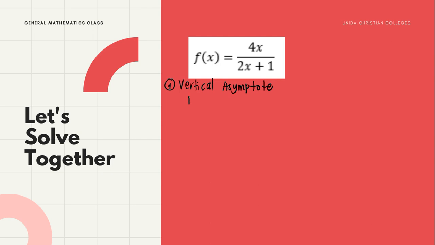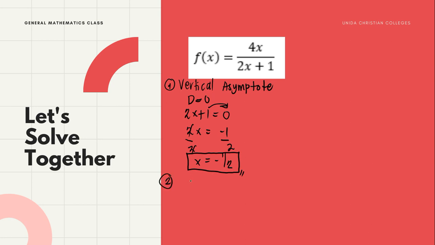Okay, so we will let our denominator be equal to 0. So, anong denominator natin? We have 2x plus 1 is equal to 0. And then transpose, it will become 2x is equal to negative 1. Divide both sides by 2. X will be equal to negative 1 half. Okay, so yan po ang ating vertical asymptote. Negative 1 half.